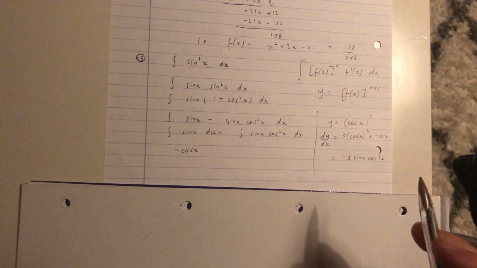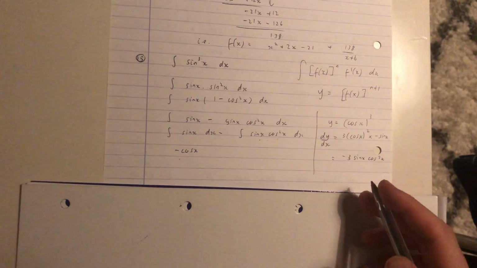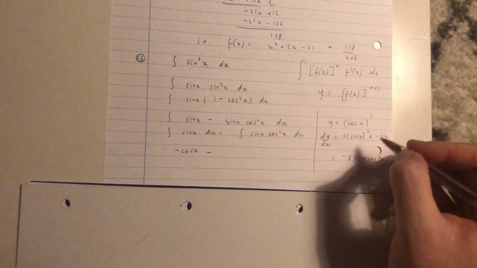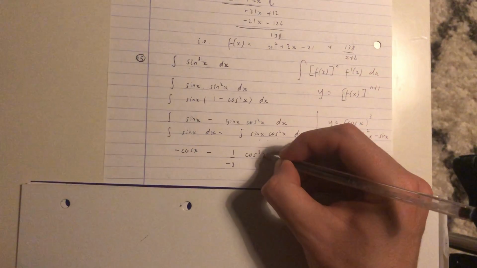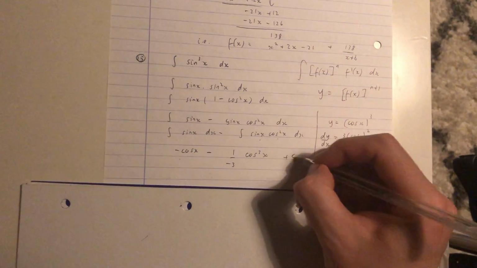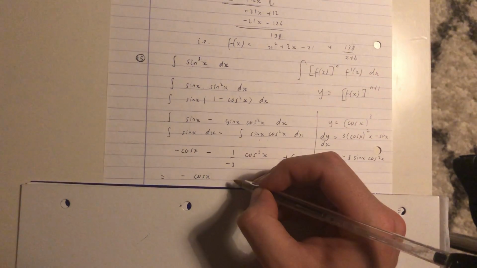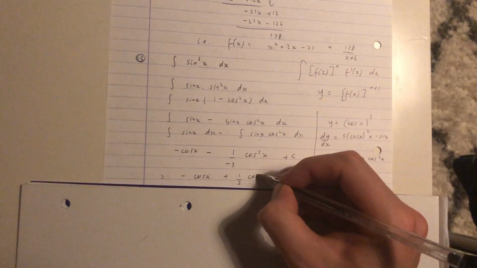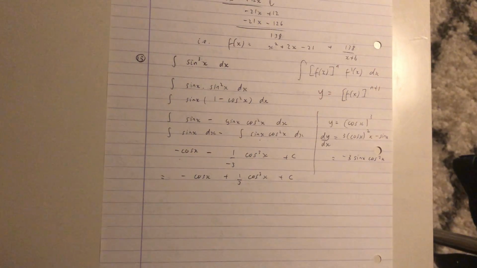just sine x cos squared x, so I need to divide my initial guess by a factor of minus 3. So this is minus, divide this answer by minus 3 cos cubed x plus c. Let's just tidy that up a little bit. Minus cos x plus a third cos cubed x plus c. And that would be it. If you have any questions or you think I made a mistake somewhere, please let me know. And that's pretty much it.